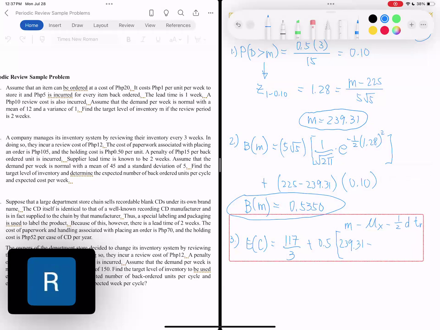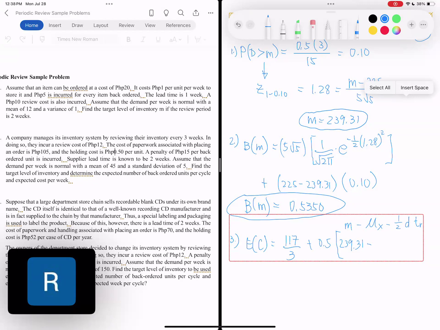What mu will you use? That's the mu, the demand during lead time. What mu will you use? 45. Remember, if you look at the problem, the mean of 45 is the average demand per week. Okay? What we want is mu of X, which is the average demand during lead time.